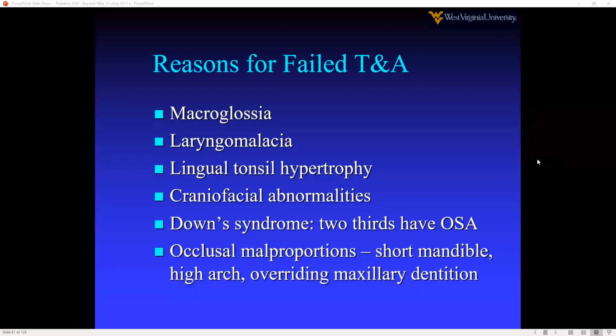Lingual tonsil hypertrophy. This is a significant issue many times in Down syndrome cases. For Down syndrome, the recommendation for primary care, if you have a Down syndrome patient in your practice, is that by age 4 they should have a sleep study as a screen for sleep apnea. And then occlusal malproportions.